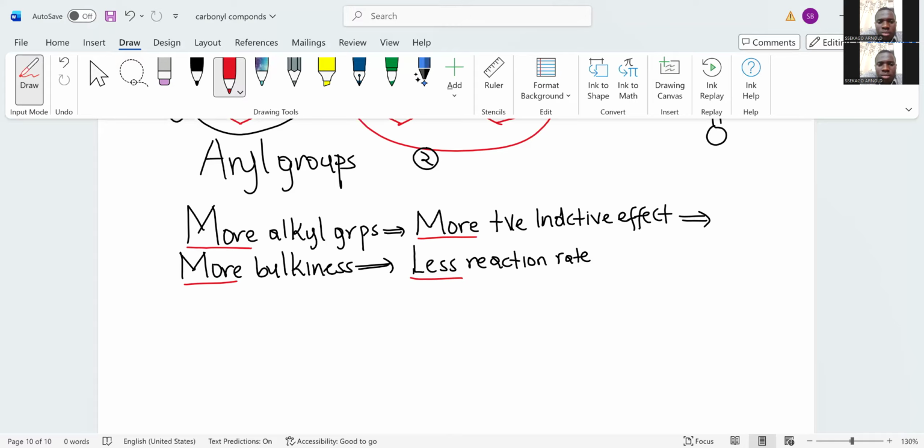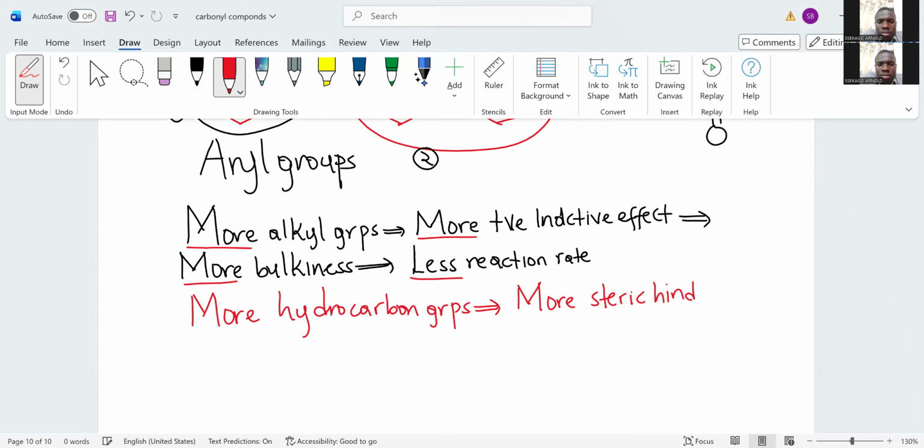Still, I can have other groups which are not alkyl groups. For that case, I can now generalize and say that more hydrocarbonic groups should imply more steric hindrance. More steric hindrance should imply more bulkiness. Therefore, more bulkiness, less reaction rate.